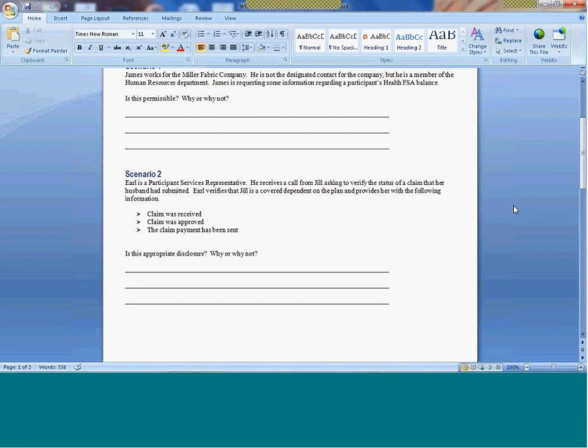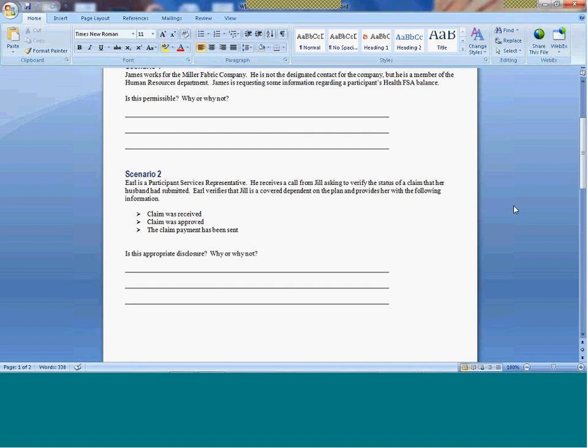It says Earl is a participant services representative. He receives a call from Jill asking to verify the status of a claim that her husband submitted. Earl verifies that Jill is a covered dependent on the plan and provides her with the following information: claim was received, was approved, payment been sent. Is that okay as far as disclosure of information?